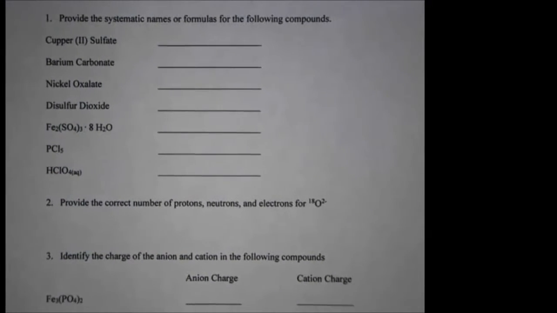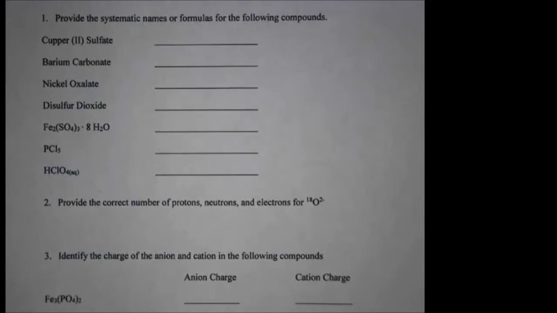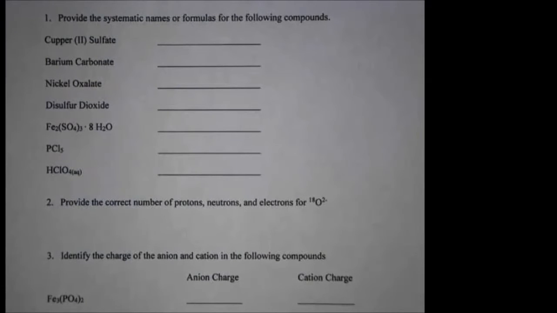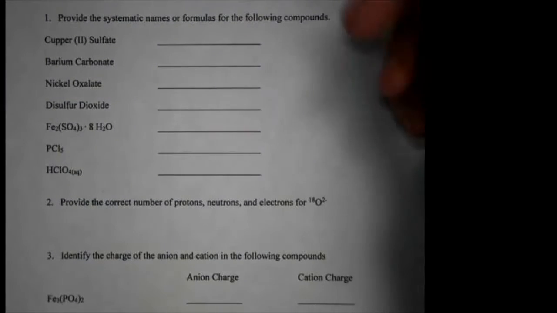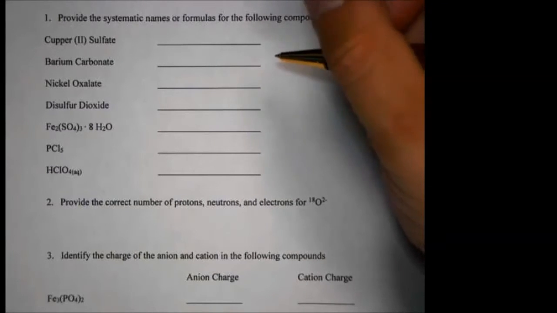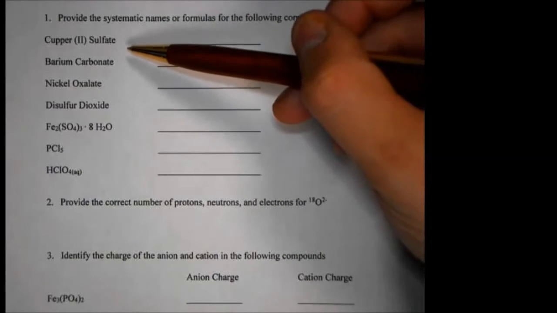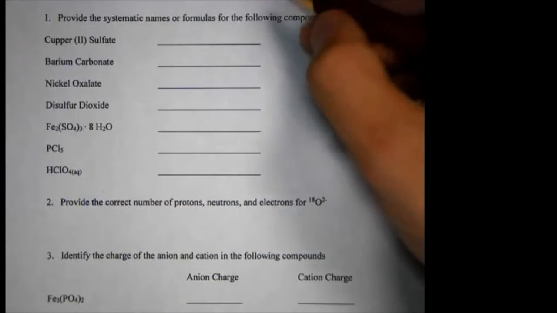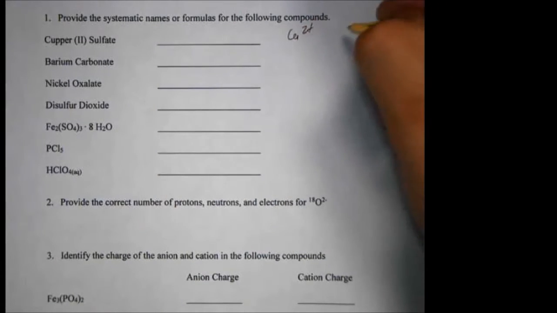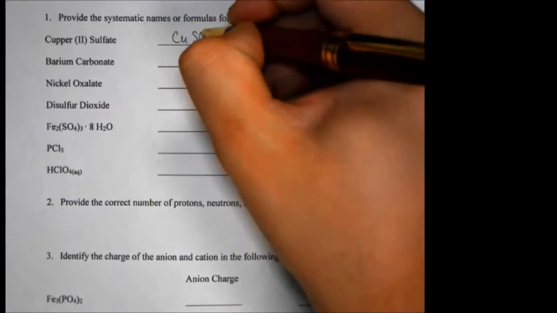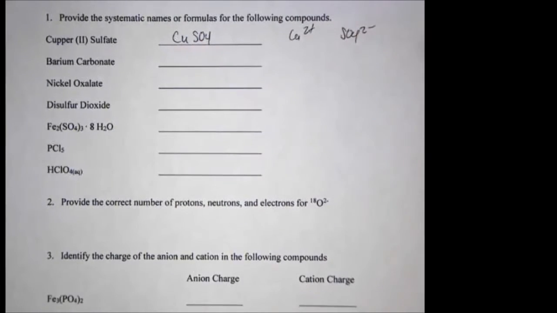So the first problem is just simple nomenclature items. This section is just a lot of memorization. The way that I approach nomenclature for the ions, so the first couple are ions, is to identify the cation and anion and then put them together. So here we have a name and we want to get the formula. I know that my cation is copper 2+, my anion is SO4 2-. So in this case, the answer is just copper SO4. The 2+ and 2- cancel out.